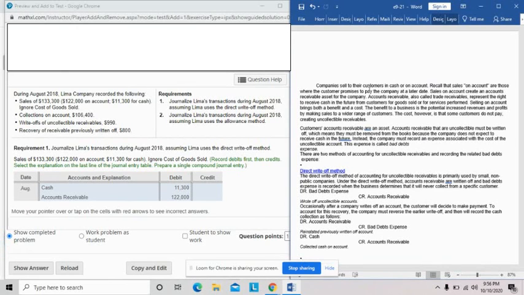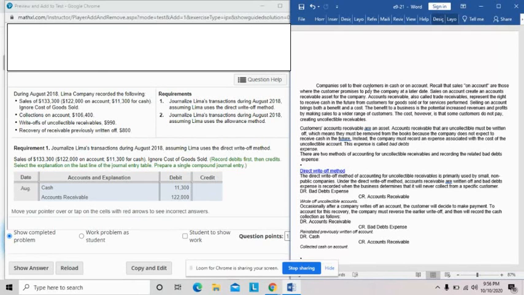Selling on account brings both a benefit and a cost. The benefit to a business is the potential increased revenues and profits by making sales to a wider range of customers. The cost, however, is that some customers do not pay, creating uncollectible receivables. The customer's accounts receivable are an asset.